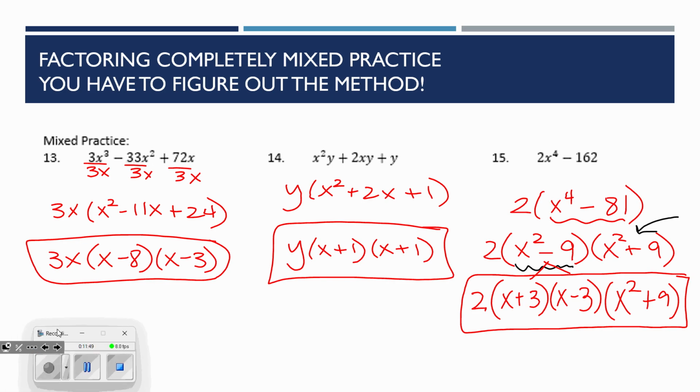So that's all there is to it. Just keep in mind, you're always going to look for that greatest common factor first. And then every time you factor out a greatest common factor, you're going to look and see, well, whatever's remaining in parentheses, can that be factored anymore?